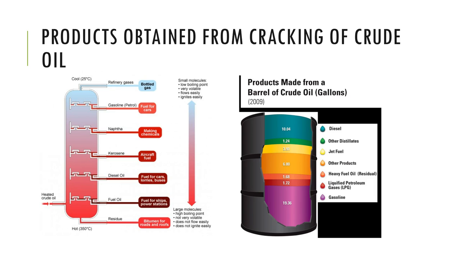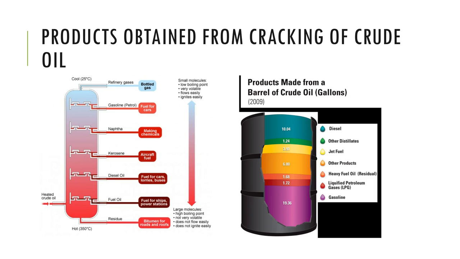So this gives you a summary of the different products that we obtain from the cracking of crude oil and the purification of crude oil through fractional distillation. You, again, don't need to know the name of the different fractions, but it does give you an idea of the different types of molecules that we get.